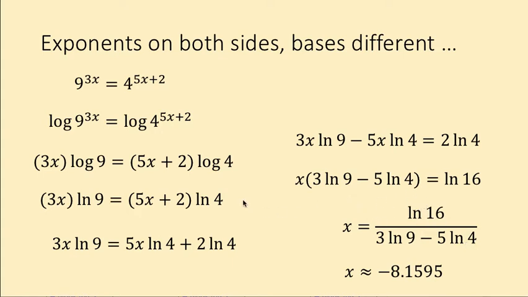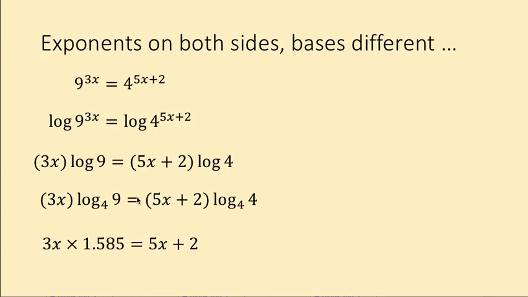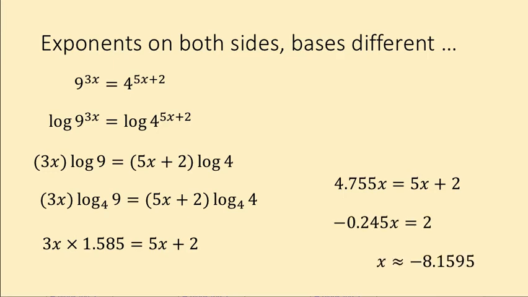I don't think that's the best idea. I'll go back to this step, and I would change that to log base 4. Why do I choose 4 instead of 9? Well, because this 5x plus 2 is a bit more complicated than the 3x. So get rid of the complicated side. Log base 4 of 4 is 1. Log base 4 of 9 is 1.585. And just do some simple algebra, you get your answer.